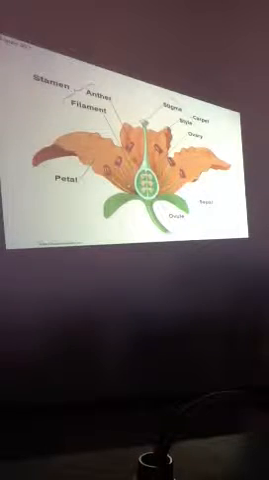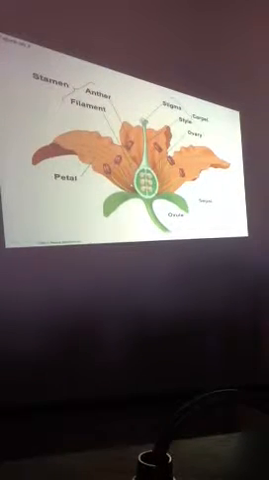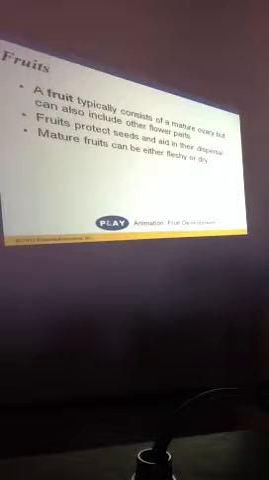Be very familiar with the flower structure. Be prepared to identify parts of the flower on the exam. Let's take a look at fruit development.